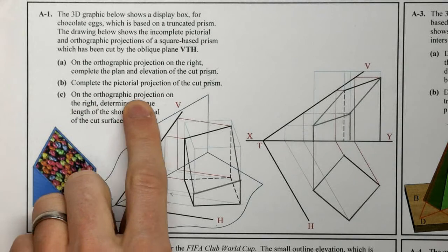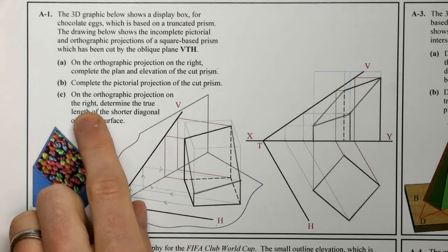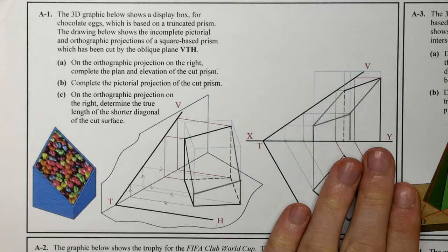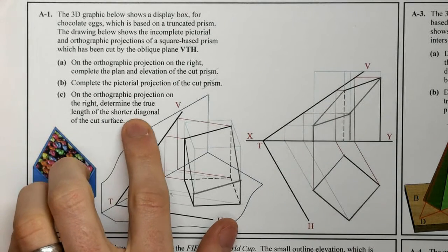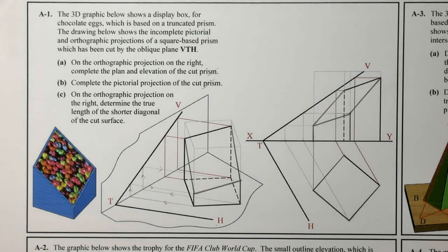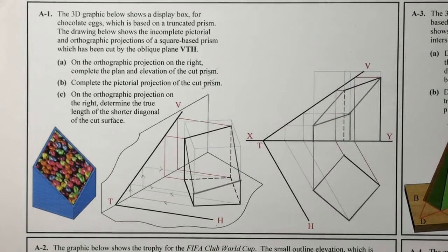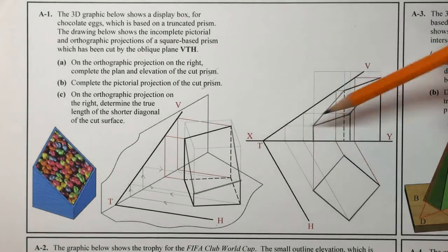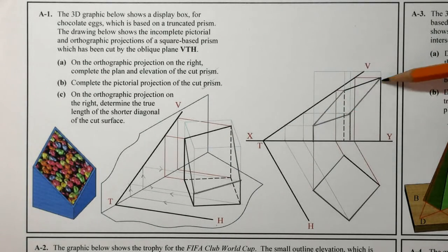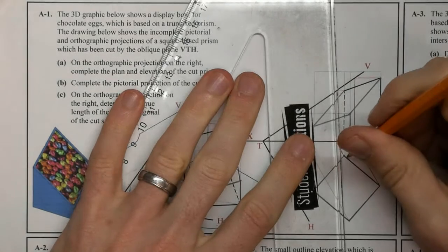Part C, on the orthographic projection on the right: determine the true length of the shorter diagonal on the cut surface. Looking at our object, we need to determine first of all which is the shorter one. Is it going to be running this way? Is it going to be running this way? Just using your head, I suppose, we can determine that this one is probably going to be the shorter diagonal, rather than that one. So this is my shorter diagonal.